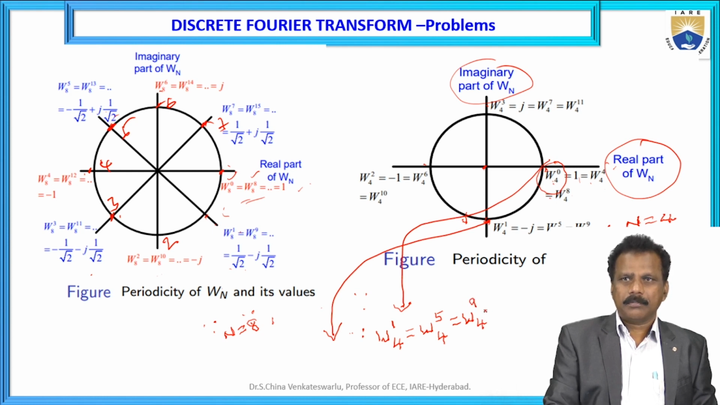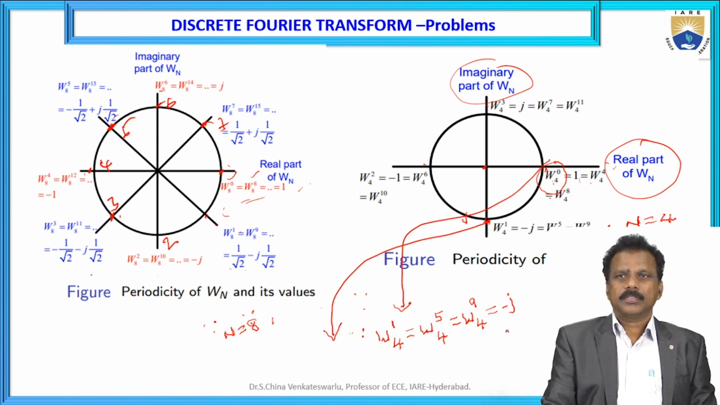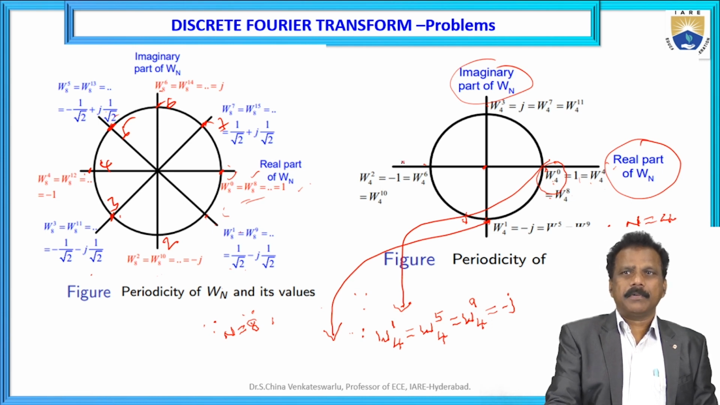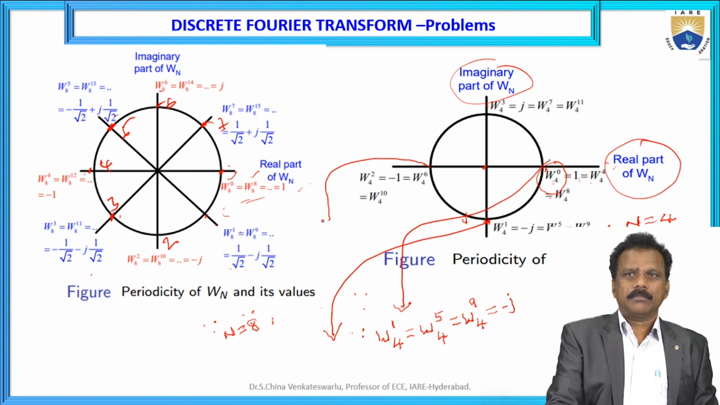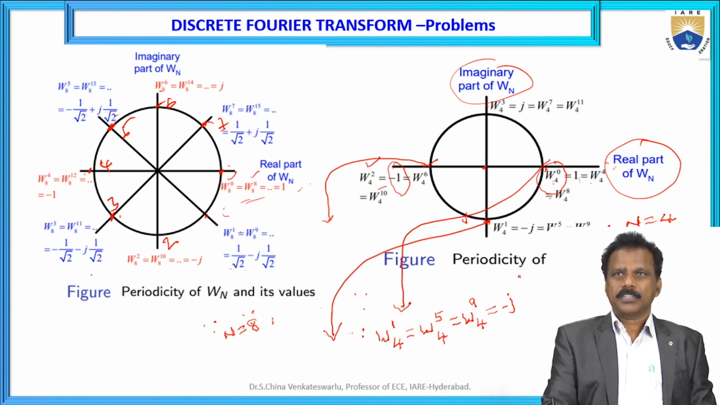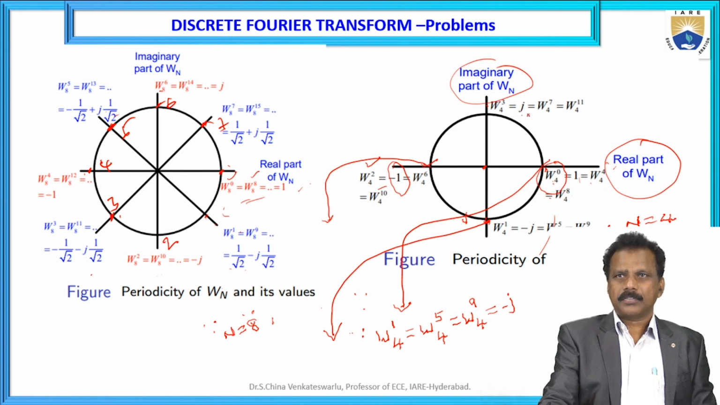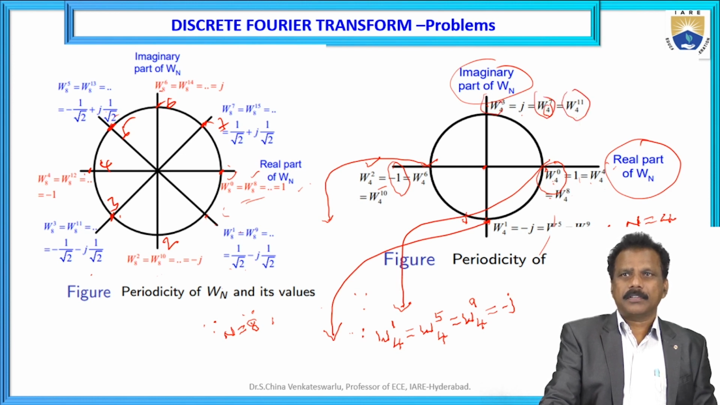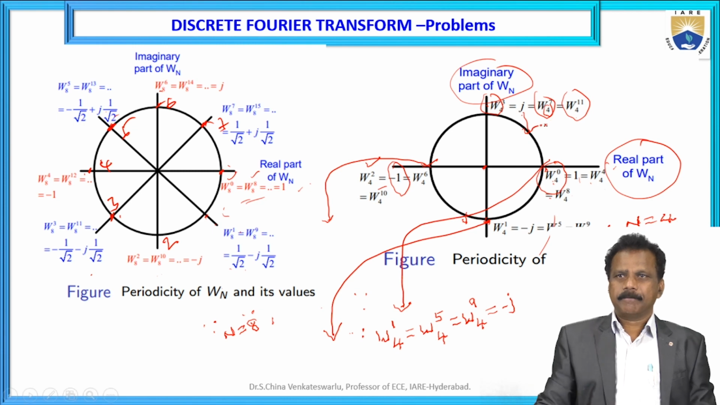Right, to calculate this value, it is minus j according to the twiddle factor. So this is this value. Next, coming to the third value, W4 2 is equal to W4 6, W4 10, so the value is minus 1. Similarly, W4 3 is equal to j, equal to W4 7, equal to W4 11. This value and this value are the same, that value is j.